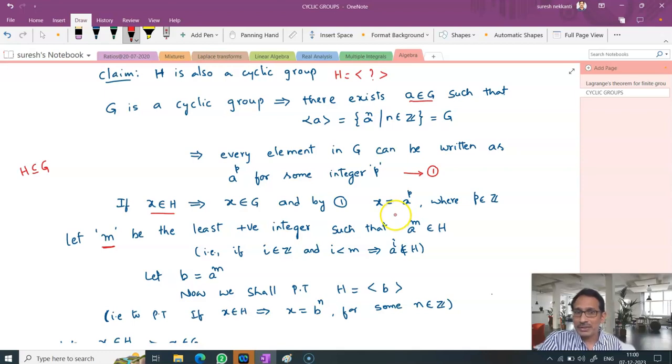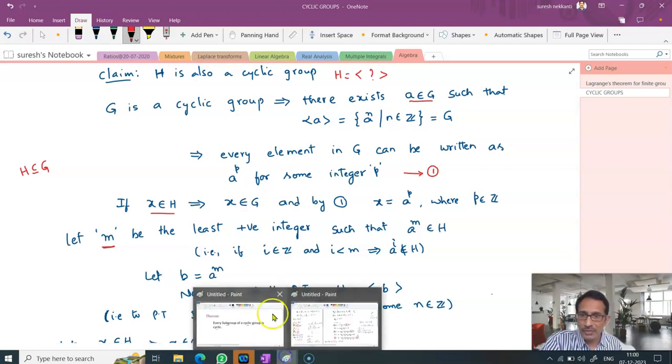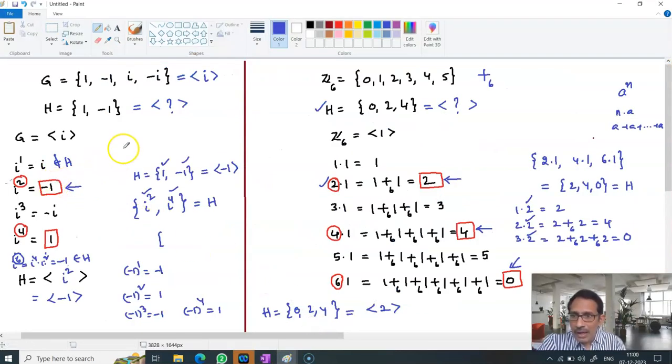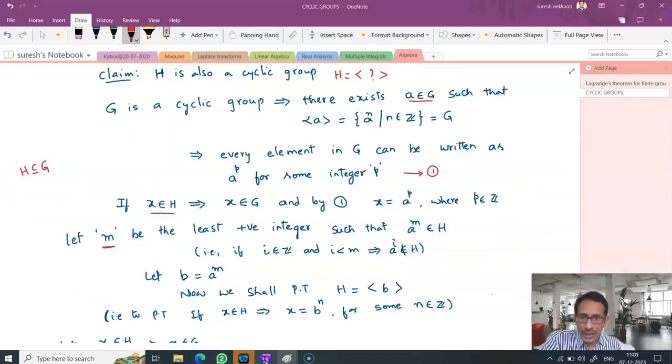Among those powers, let us take the least, the smallest power, that is m. See, same thing we have done here. See, here i^1, i^2, i^3, i^4. But i^1 is not an element of H. This does not belong to H, right? But what belongs to H? i^2 belongs to H, i^4 belongs to H. Among them, what is the least power? 2. So let us consider i^2. That is what I have written here. Let m be the least positive integer such that A^m belongs to H.